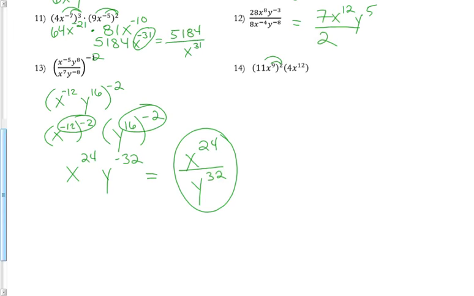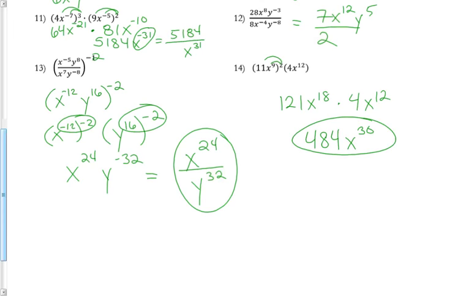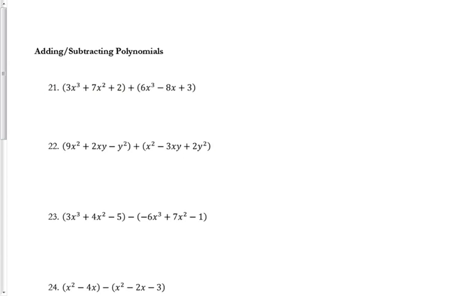In 14, we got to do the power rule here first, giving us 121 x to the 18th. Second part does not have a power outside, so it stays the same. And then I can multiply to get 484 x to the 30th power. So those are our exponent problems. We want to talk about our adding and subtracting.